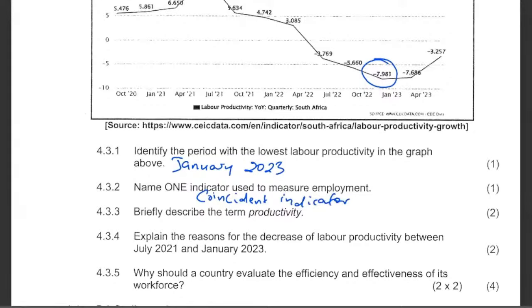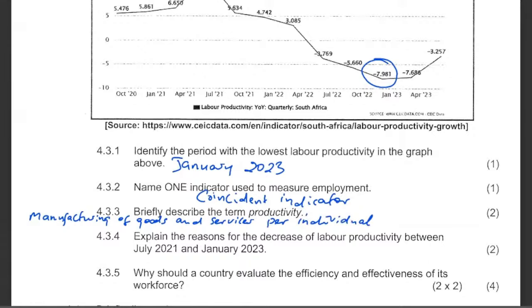Okay, so now I'll briefly describe the term productivity. So now when we talk of productivity, productivity is the manufacturing of goods and services per individual. So we are saying that manufacturing of goods and services per individual.